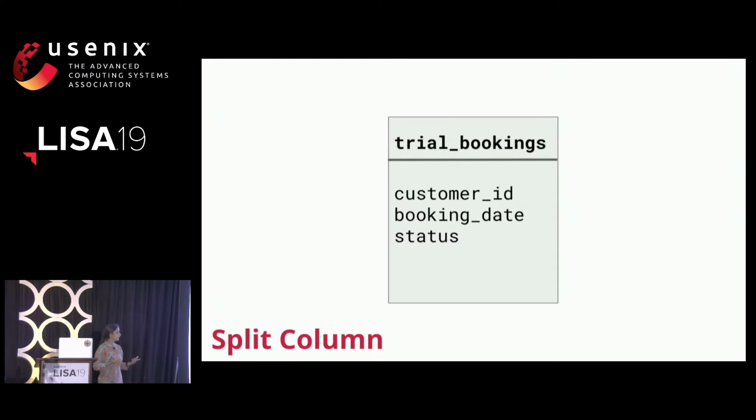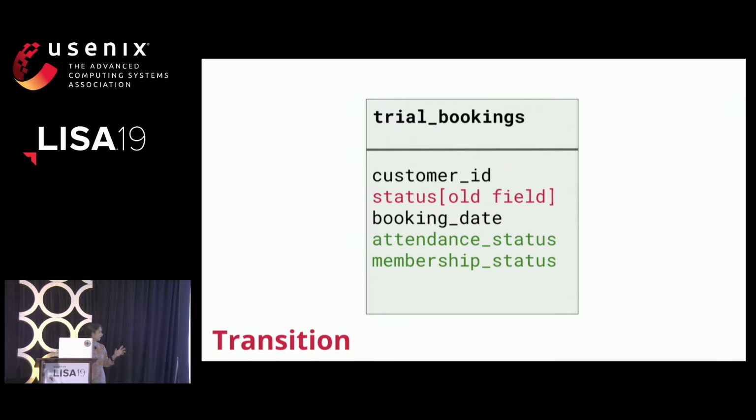Later we realized that the status is doing too many things. It talks about two things: whether that person has attended the trial, and whether that person has registered with the center. So we wanted to break it into two different fields, the attendance status and the membership status.